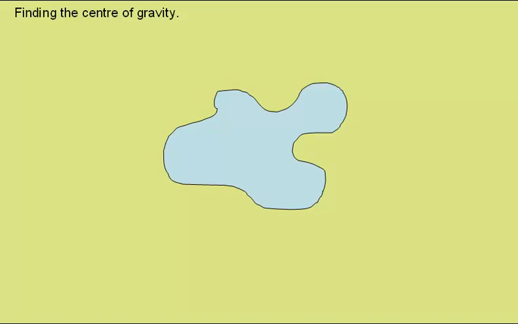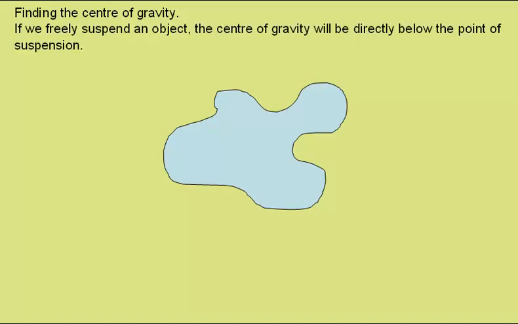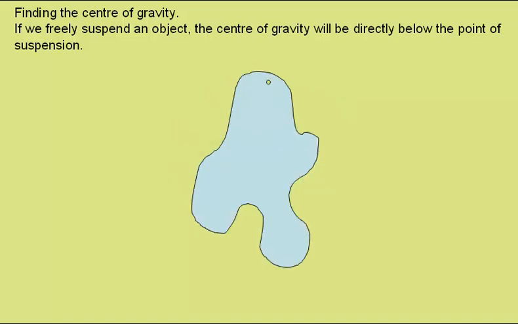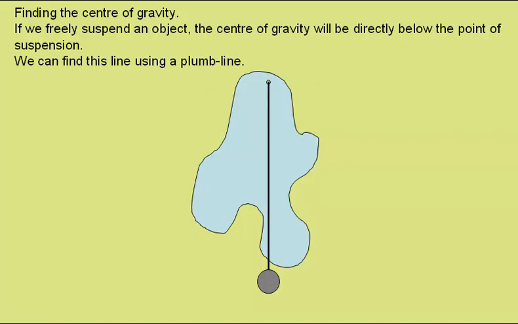But if we're asked to find the centre of gravity of a more randomly shaped object like this, we can freely suspend it, and the centre of gravity will lie directly below the point of suspension. So if I suspend the object from this point here, it might hang like this. If we use a plumb line to find the vertical line below the point of suspension and draw a line on that point, we know that the centre of gravity is somewhere on this line.